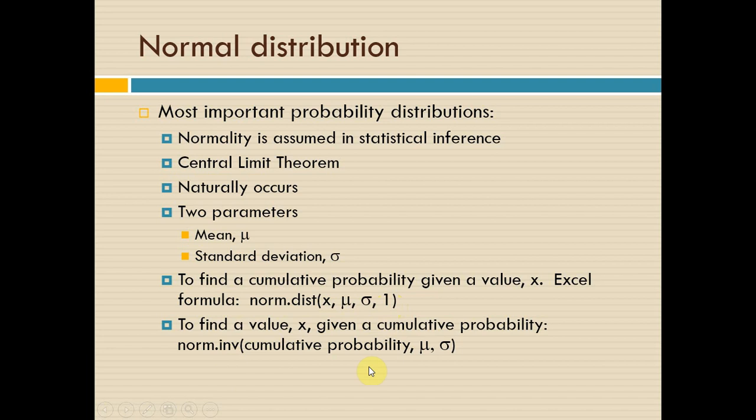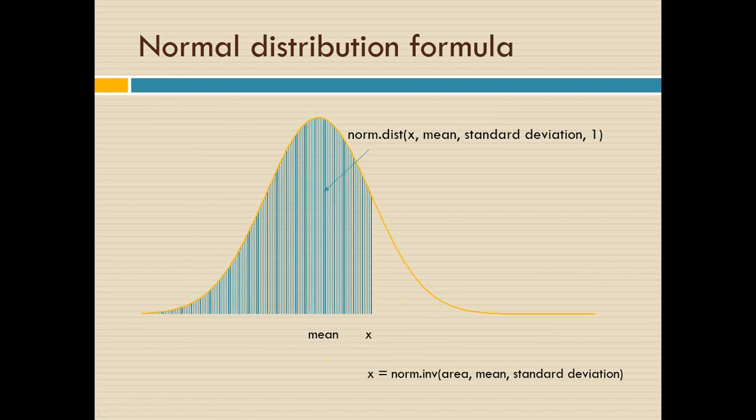The NORM.INV function helps us identify a specific x, a specific value on the horizontal axis, given a cumulative probability. Here's the picture of what we're talking about. The normal distribution is centered at the middle. It looks like this bell-shaped curve.